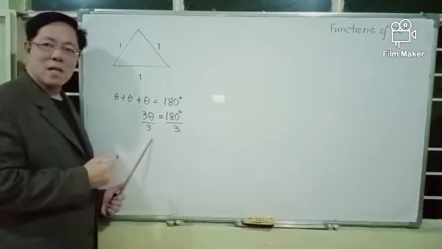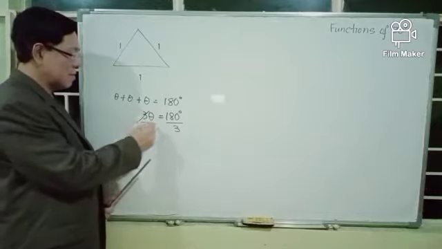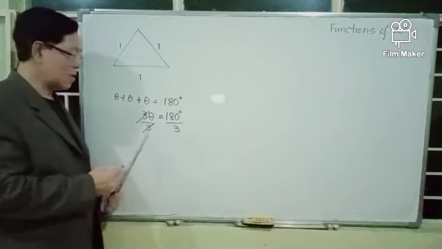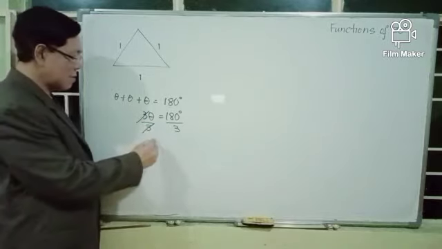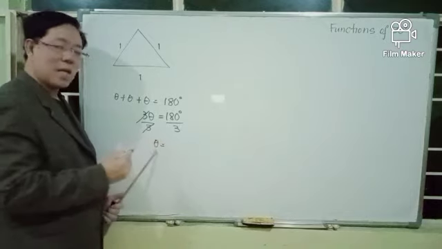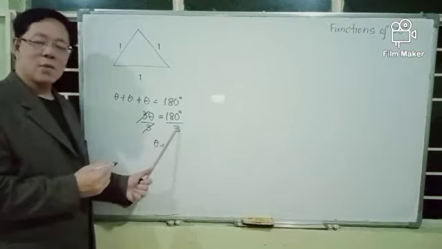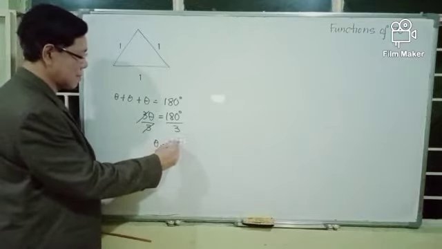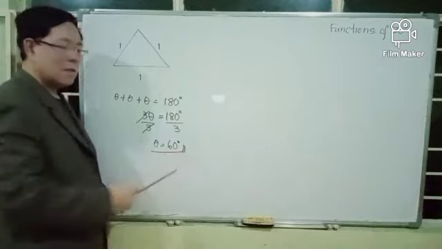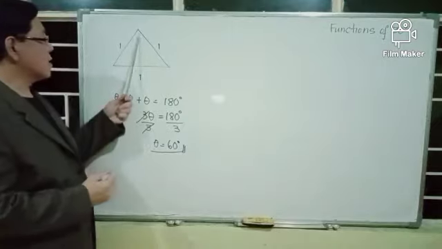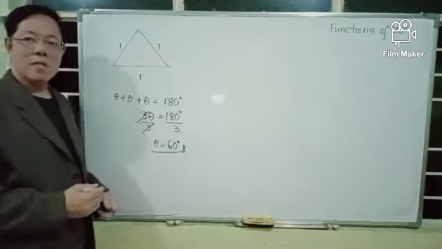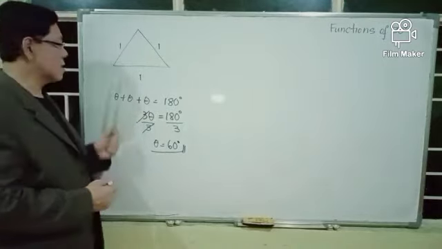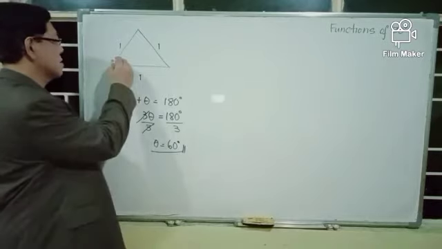And 3 will cancel out from the left-hand side because 3 over 3 is 1. So we are left with theta at the left-hand side. At the right-hand side, 180 divided by 3 is 60 degrees. This means that the measure of each of these three congruent angles is 60 degrees. This is 60 degrees.